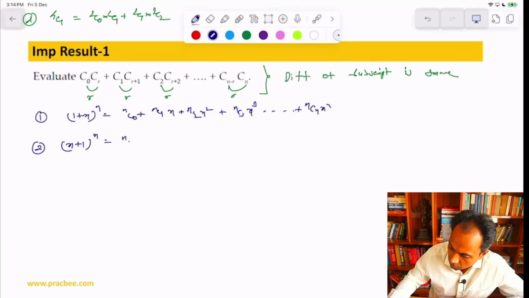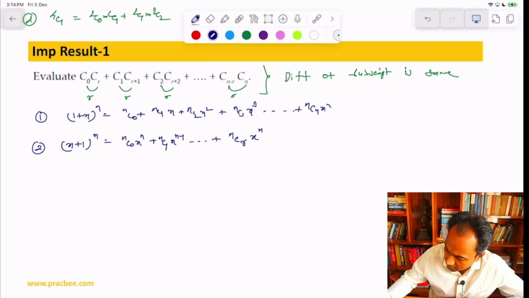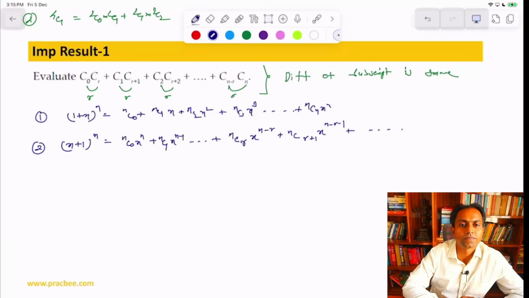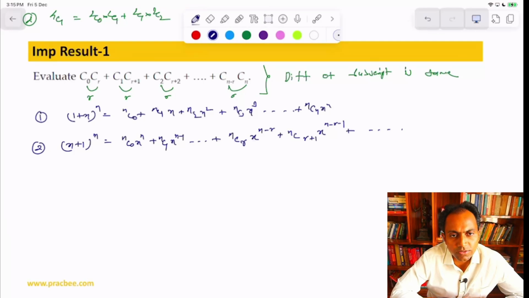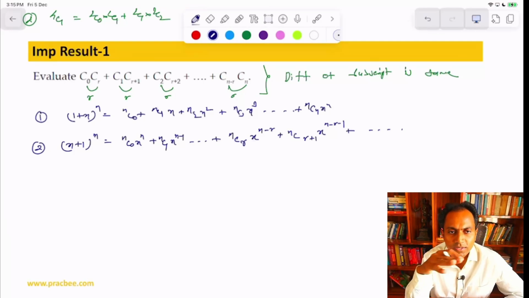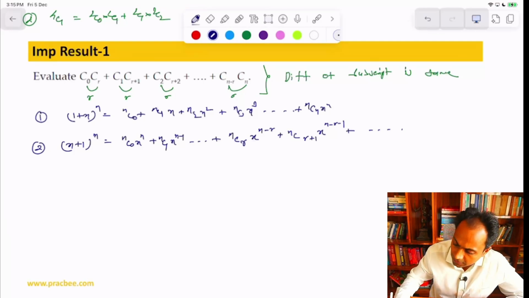Now, this is going to become nC0 x raised to the power n, then nC1 x raised to the power n minus 1, and if I keep on writing, I will get a term nCr, here this is going to become x raised to the power n minus r, then nC(r+1) x raised to the power n minus r plus 1, and this will keep on going like this. If you write these two series, one in the ascending order of x, one in the descending order of x, the third step would be to multiply them.